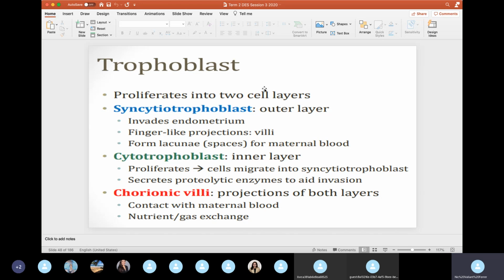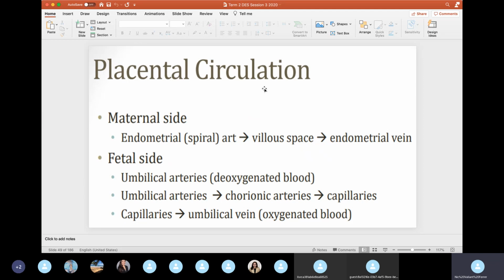What do you call the projection of both layers? We call that chorionic villi. This is the one that has contact with your maternal blood. What's the function of the chorionic villi? Nutrient and gas exchange. Placental circulation, high yield point here is this. The umbilical arteries carry deoxygenated blood. The umbilical vein carries oxygenated blood.